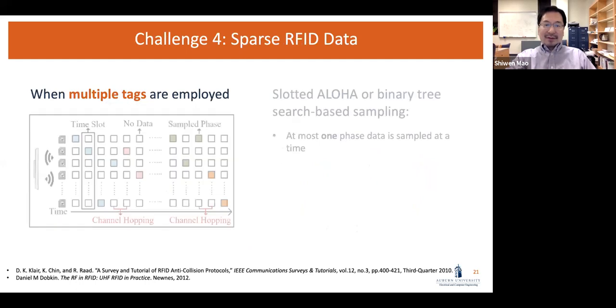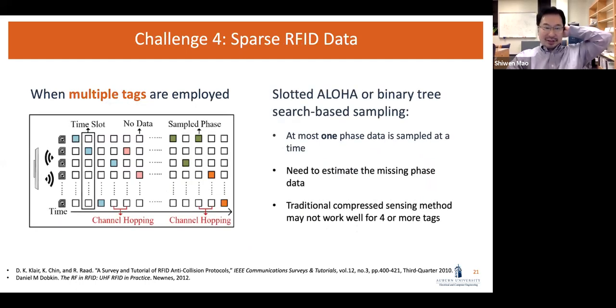Another challenge is that the RFID data itself is highly sparse. In many cases one tag may not be that useful, so we need to deploy multiple tags. The previous example shows we can put 3 tags on the chest of the subject. Suppose now we have a tag array, multiple tags deployed, and they are interrogated by this antenna.